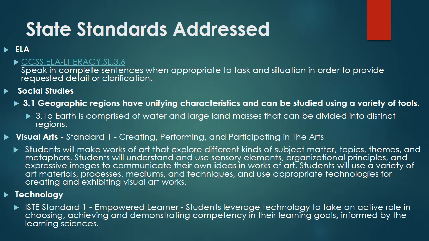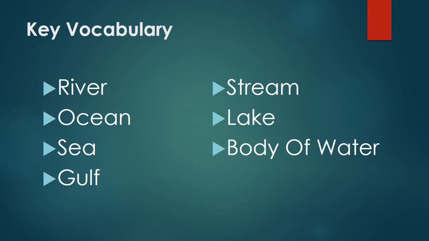I've addressed many state standards such as ELA, social studies, visual arts, and technology, but specifically focusing on social studies, I focused on 3.1. Geographic regions have unifying characteristics and can be studied using a variety of tools. The key vocabulary for this lesson is river, ocean, sea, gulf, stream, lake, and body of water.